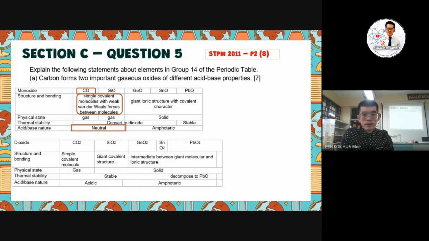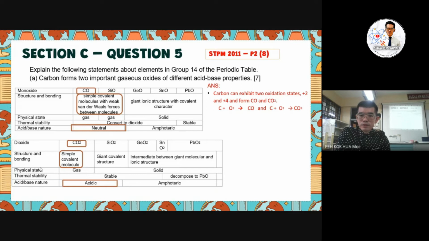So here the important gases will be carbon monoxide and carbon dioxide. From this table you can see that carbon monoxide is neutral, and the structure is a simple covalent molecule. For carbon dioxide, the structure is the same, also a simple covalent molecule, together with weak van der Waals forces between the molecules. But the difference here is that carbon dioxide is acidic.